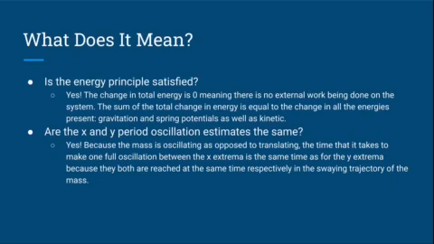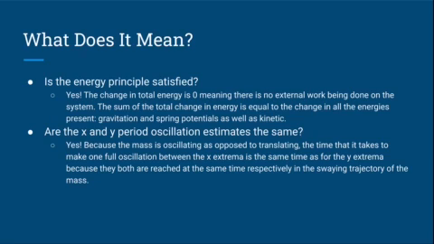What does it mean? Is the energy principle satisfied? Yes. As discussed and shown in the graphs on the previous slide, the change in total energy amounts to 0, meaning there is no external work being done on the system because the system includes the spring, mass, as well as the earth. The sum of the total change in energy is equal to the change in all of the energies present, which include gravitation and spring potentials, as well as kinetic.